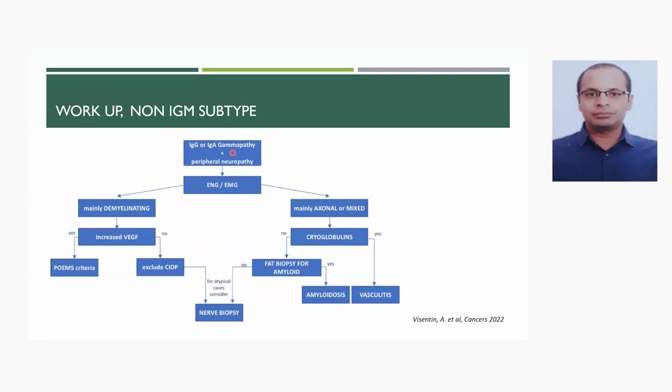For IgA or IgG kind of gammopathy peripheral neuropathy, if it is demyelinating, POEMS is your likely diagnosis with increased VEGF level. We'll just see in the next slide how to diagnose POEMS. If VEGF levels are not raised, exclude CIDP or go for nerve biopsy. If it's axonal or mixed kind of neuropathy, check for cryoglobulins. If they are negative, check for amyloid here.